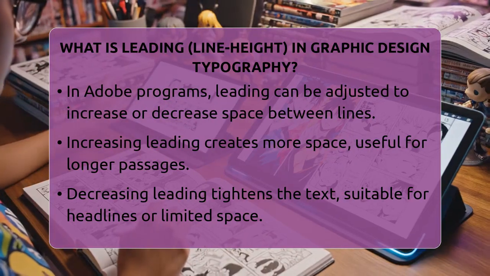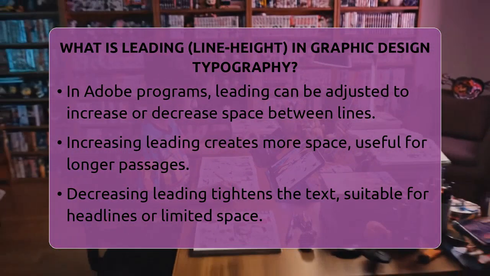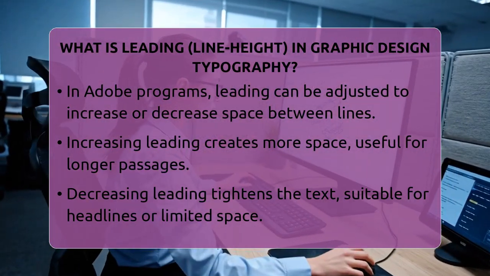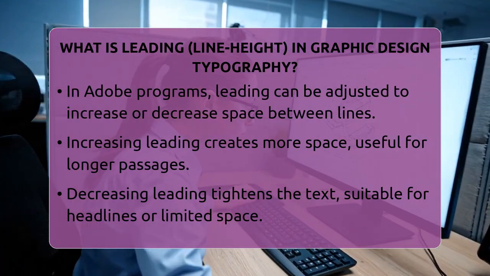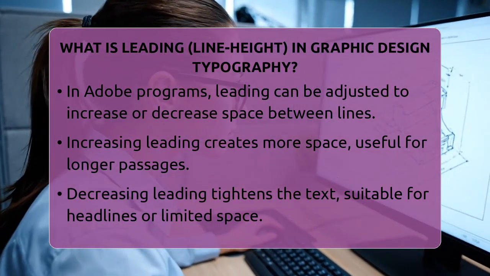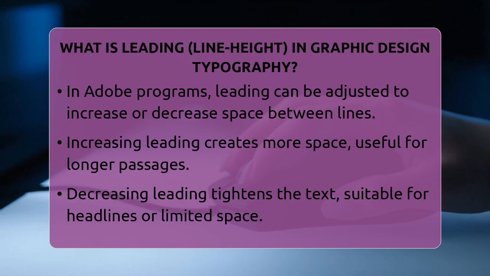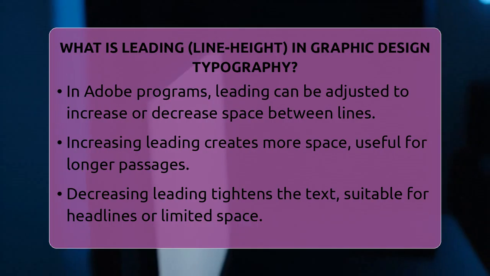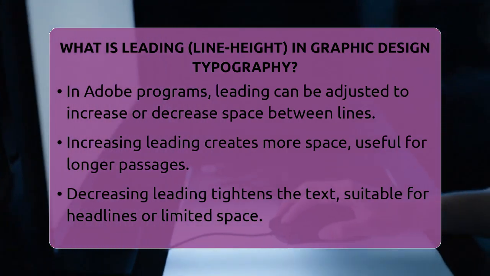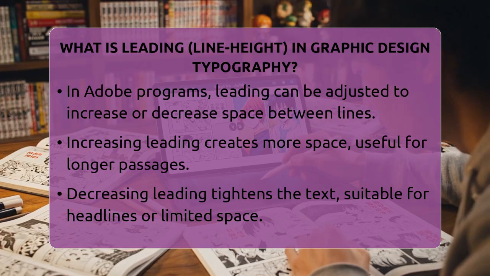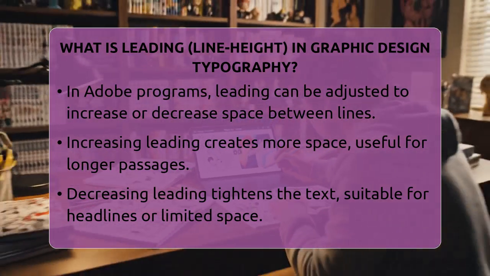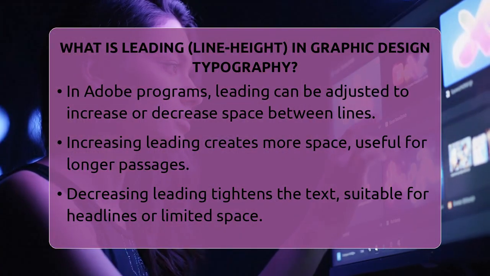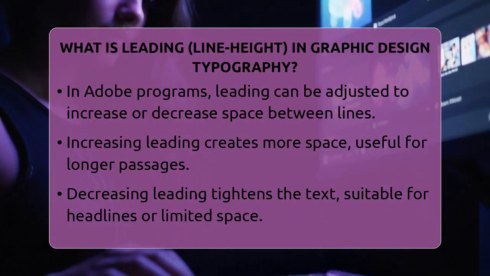In Adobe software like Adobe InDesign, Adobe Photoshop, or Adobe Illustrator, you can easily adjust the leading setting. Increasing the leading makes the lines more spaced out, which can help longer passages of text feel less dense. Decreasing it tightens the lines, giving a more compact look, which might work well for headlines or when space is limited. For example, a paragraph of text in a brochure might use a leading of around 1.5 times the font size. If your font size is 12 points, a good starting point for leading would be about 18 points.